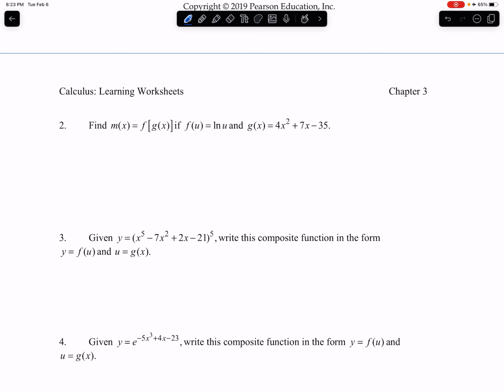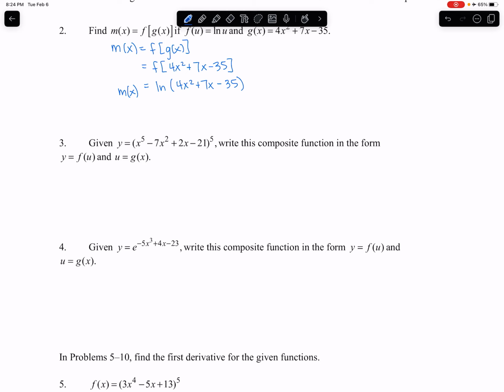M of x equals f of g of x. F of u is natural log of u, and g of x is 4x squared plus 7x minus 35. So again, if m of x equals f of g of x, let's start by plugging in g of x, 4x squared plus 7x minus 35. And f tells us take the natural log of whatever's getting plugged in. Natural log of 4x squared plus 7x minus 35. So these are to practice seeing composite functions.